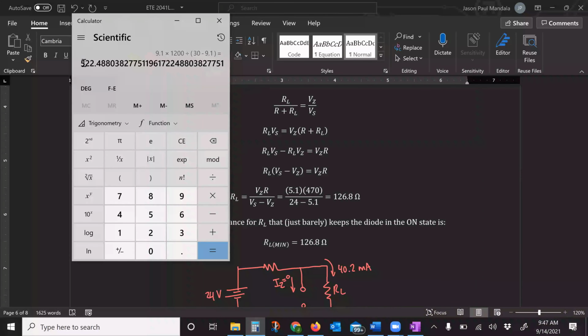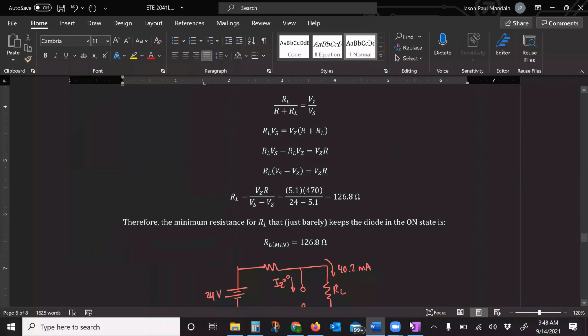So it looks like for this one, it's about 522 ohms. So anything less than 522 ohms, we should see the zener diode turn off, and the output will no longer be held at that 9.1 volts. Anything greater than 522 ohms, we should see the zener diode be on, and the output will be held at 9.1 volts. Okay, so it looks like it comes out to about 522.